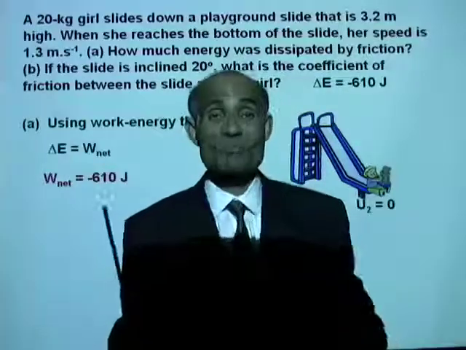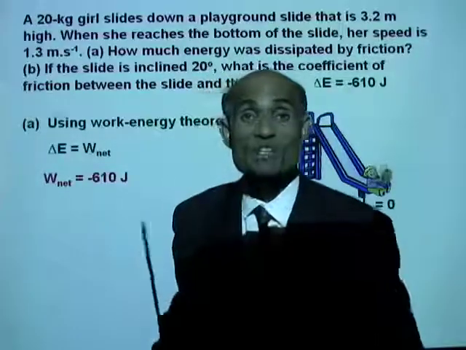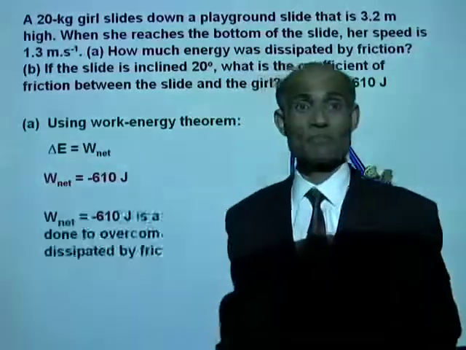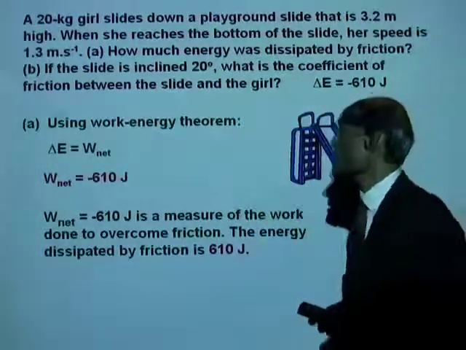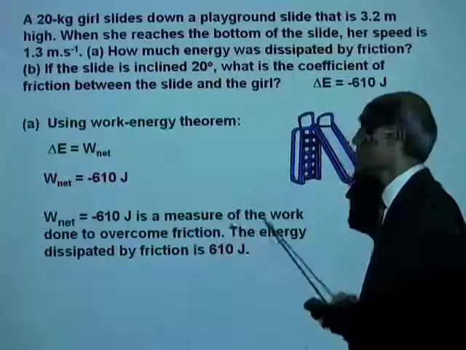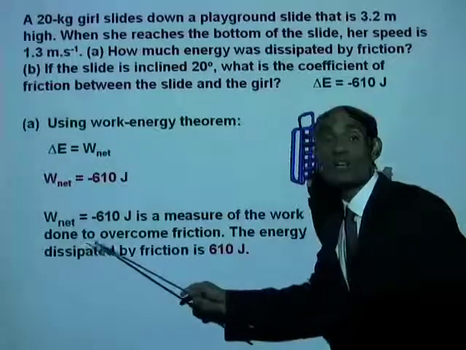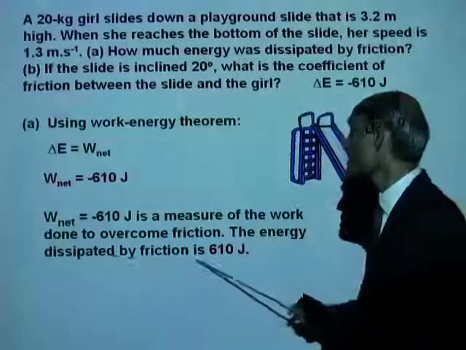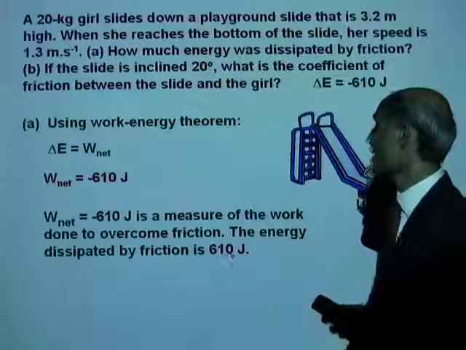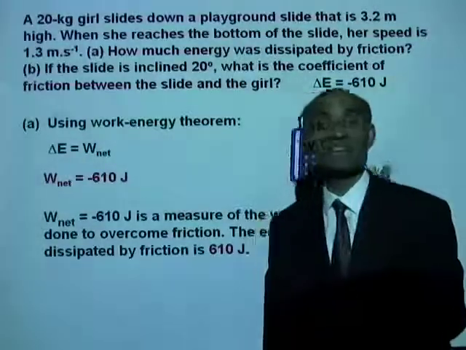That is what happened. Conservation of energy is a true principle. W net equal to negative 610 joules is a measure of the work done to overcome friction. So the energy dissipated by friction is 610 joules.